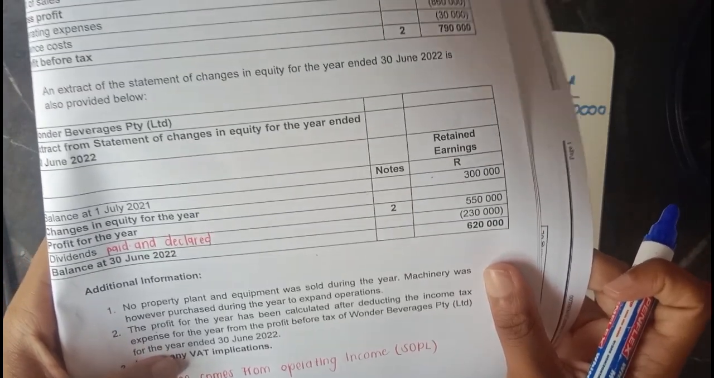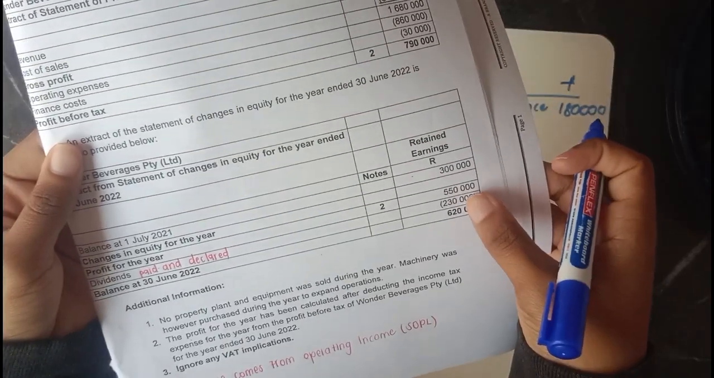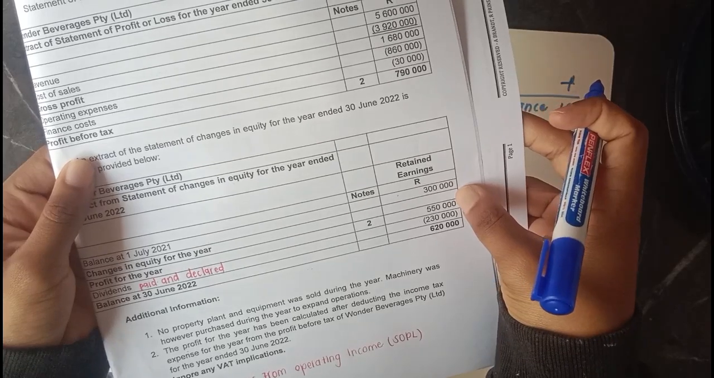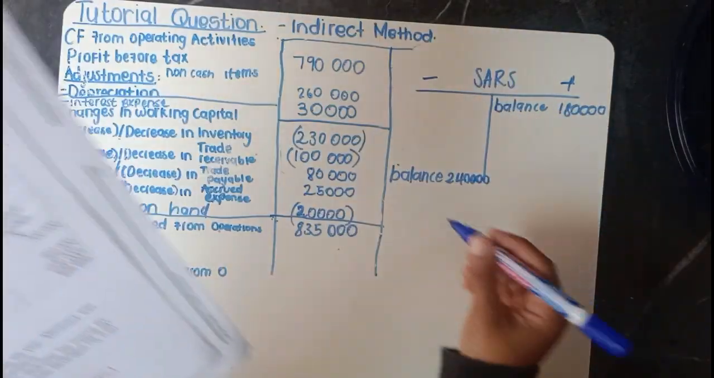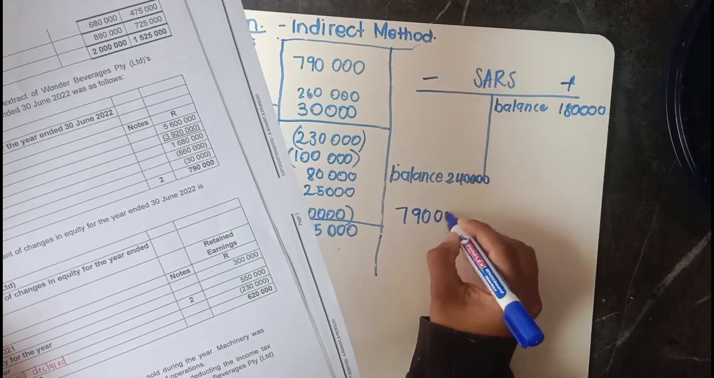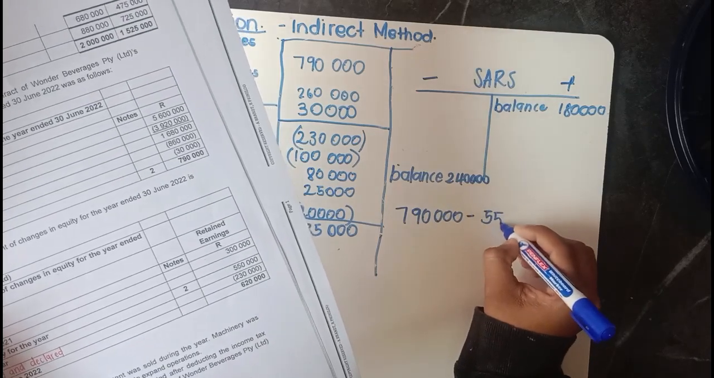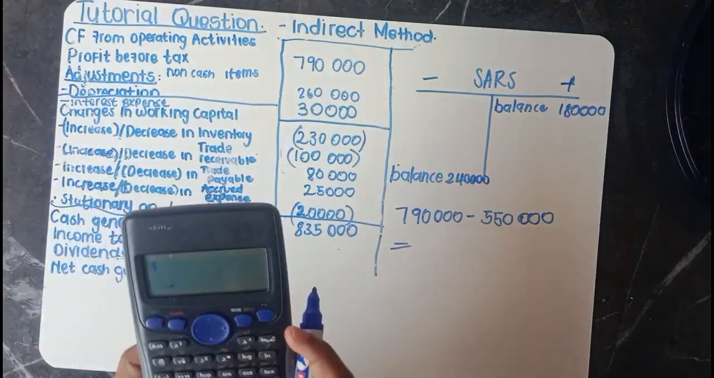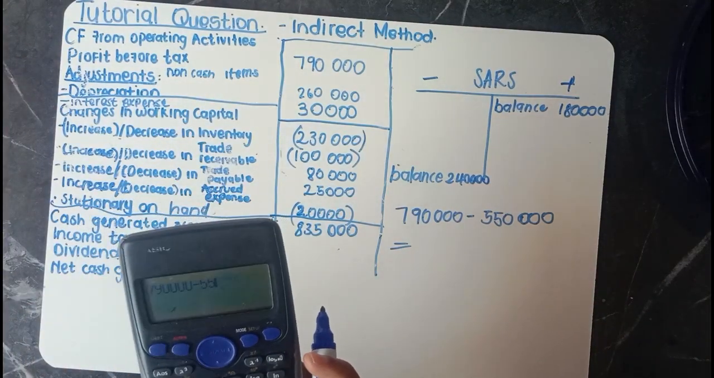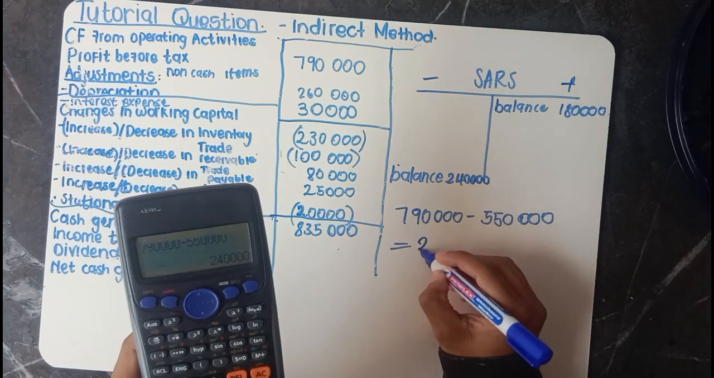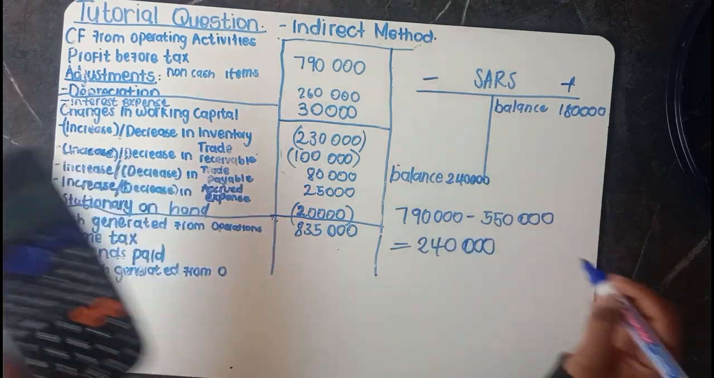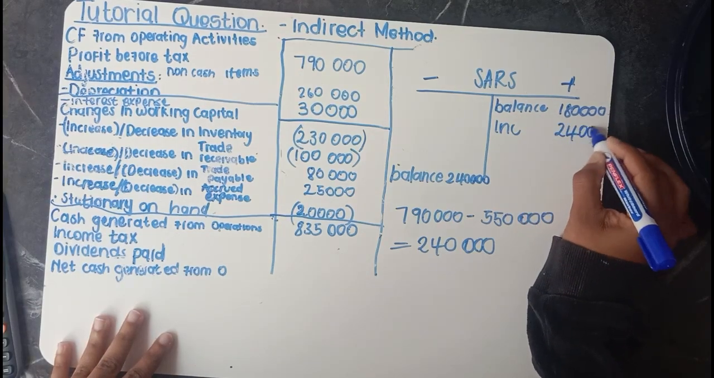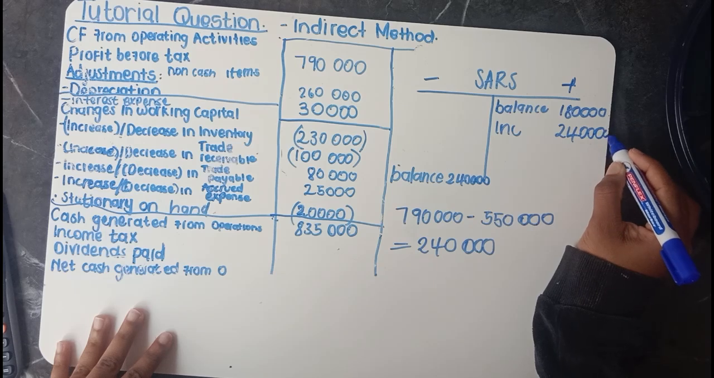From the profit before tax, meaning that this 550, the difference between it and the profit before tax is the income tax of the year. So you're going to say 790 minus 550, which equals 240, right? So this is your income tax. It obviously increases, so it's going to be 240.